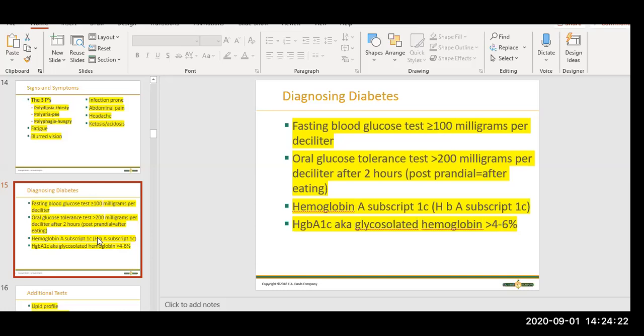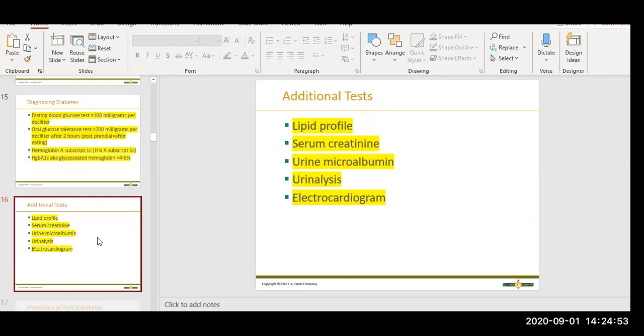That glucose tolerance test that I talked about earlier, greater than 200 after 2 hours, and that's called a postprandial, which means after eating, you're diabetic. If your hemoglobin A1C, glycosylated hemoglobin, is greater than 6%, you're diabetic. So we use these tests, fasting blood sugar, the glucose tolerance test, the hemoglobin A1C, to help us to diagnose diabetes. And then there are other tests that we can do, like I talked about earlier.